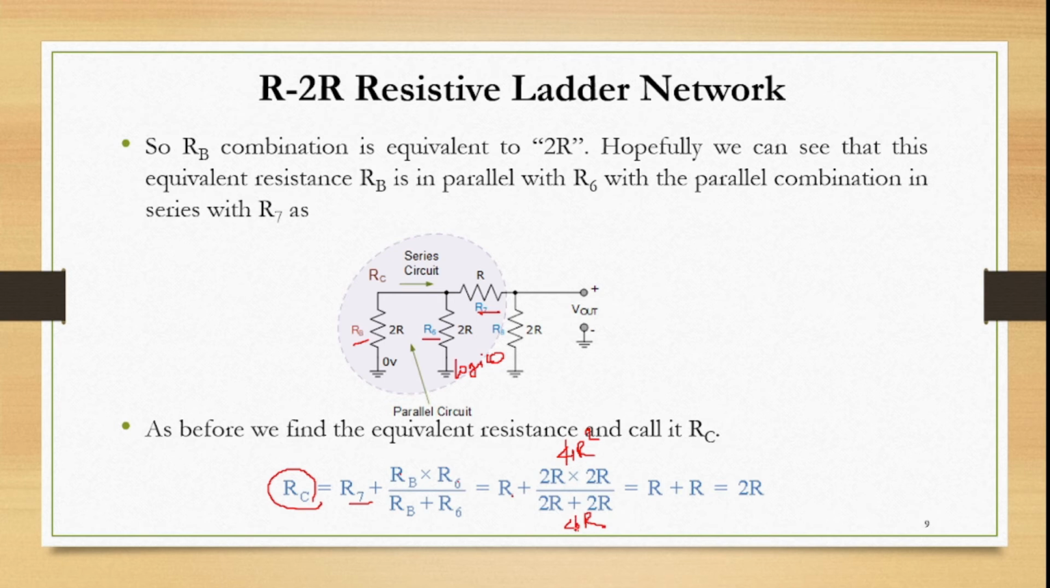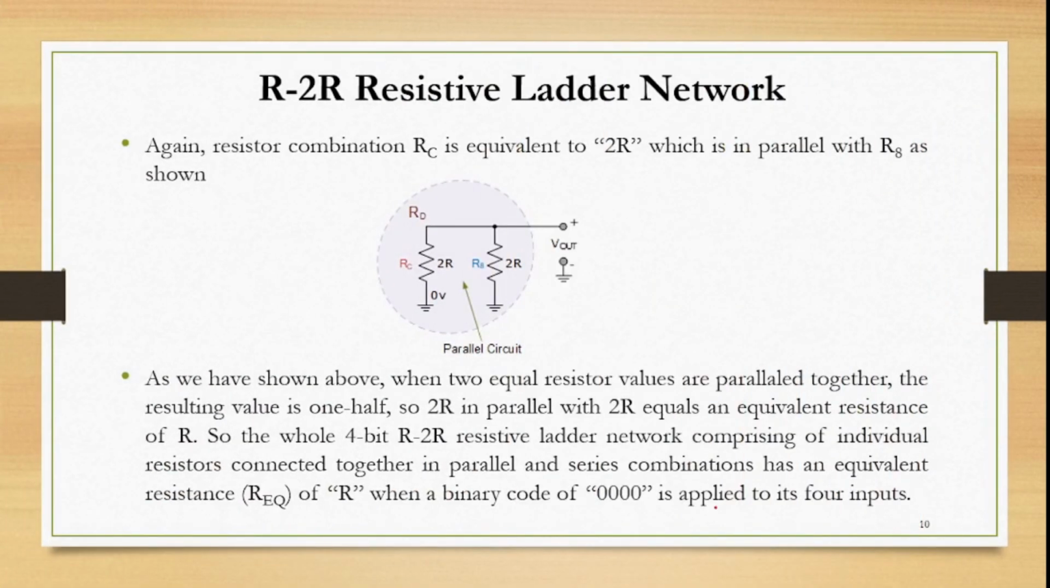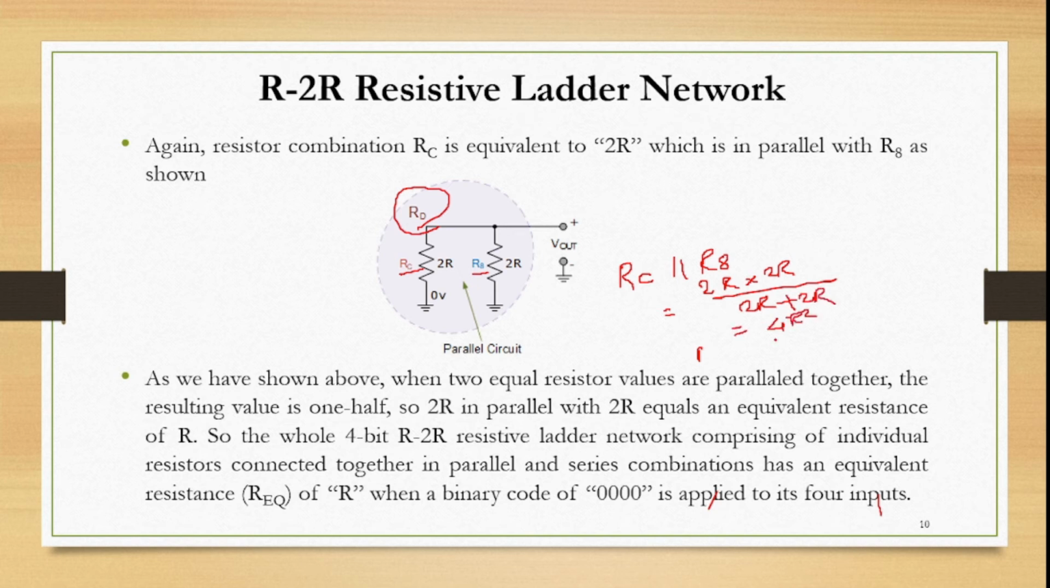So 4 will get cancelled. This R square will get cancelled with this R. We have finally R plus R, that is equal to 2R. And finally, if we go again into the circuit to find the RD equivalent, the RD equivalent is RC parallel R8. What will be the result? It will be 2R into 2R divided by 2R plus 2R. So it becomes 4R square divided by 4R. 4 gets cancelled, this R square gets cancelled with R. We have only a single R.